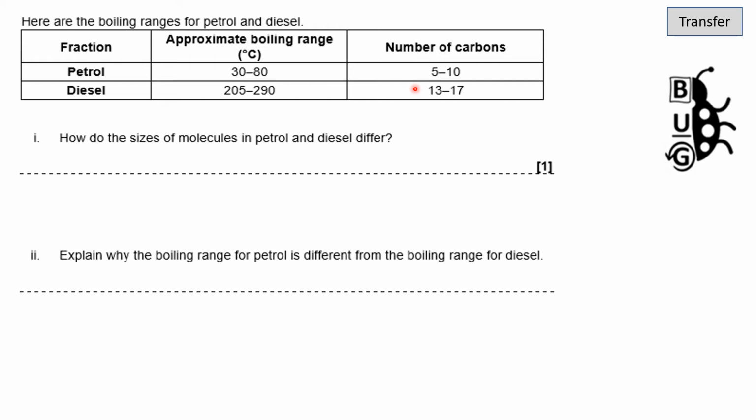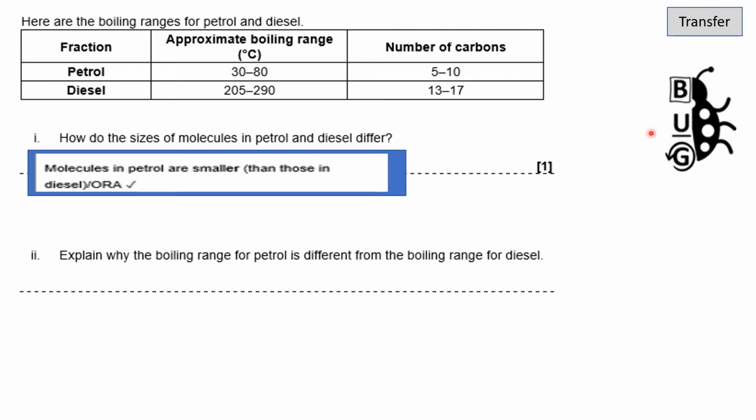Okay, that's carbon atoms. So what would I say for my answer? Well, I might say there's less carbons in petrol, or I might say there's more carbons in diesel. I might say, because it's asking about the size of molecules, I might say the molecule in petrol is smaller, the molecules in diesel are bigger, something like that. Well, let's see what the mark scheme says. So the mark scheme wanted that the molecules in petrol are smaller than those in diesel, or ORA, which basically means the other way around. You might have said the molecules in diesel are bigger than those in petrol.